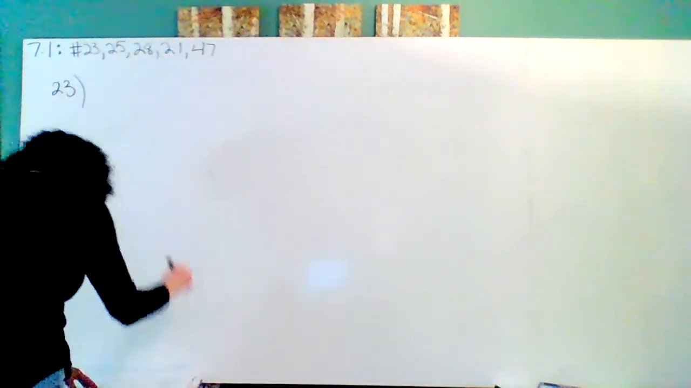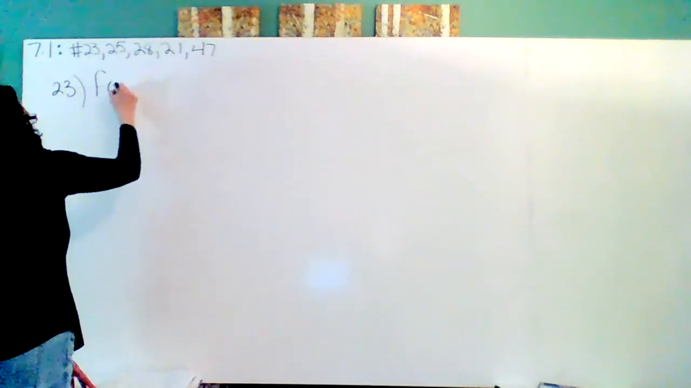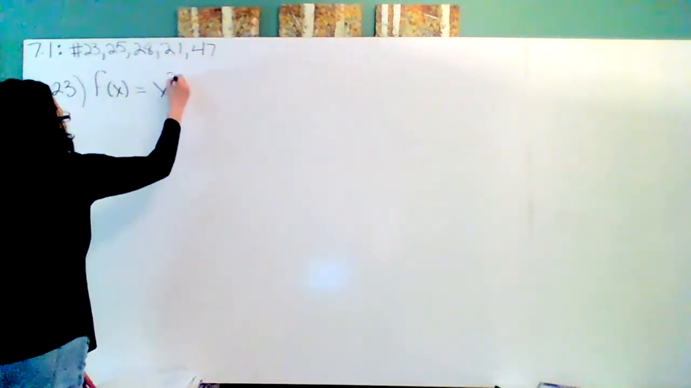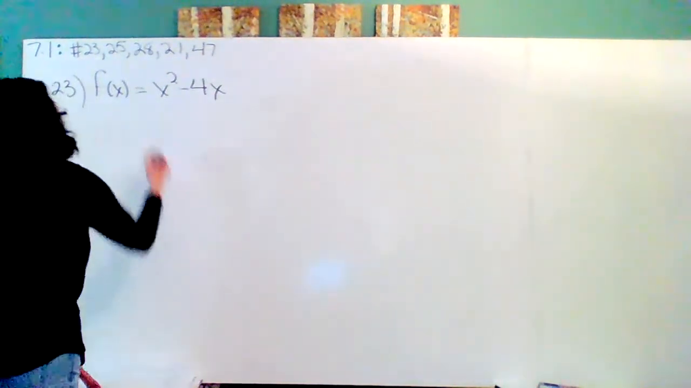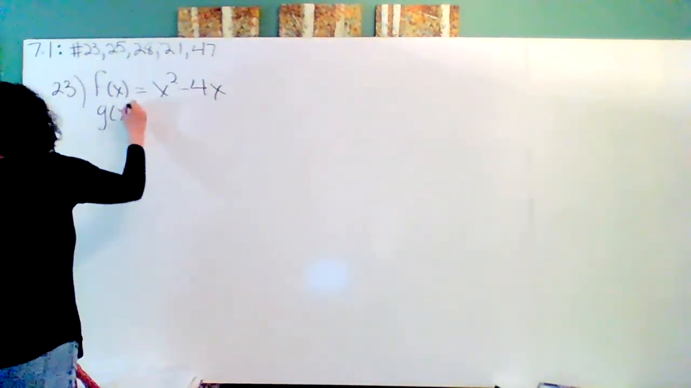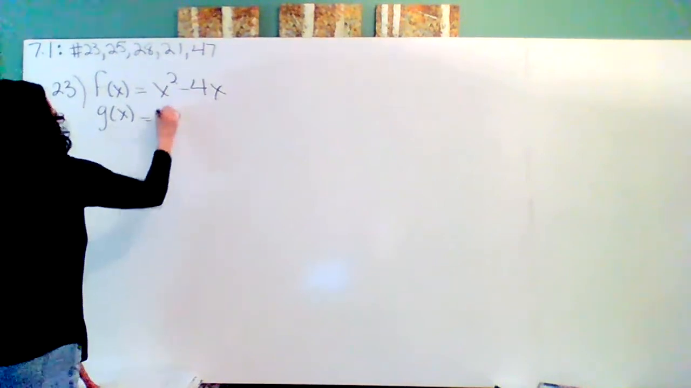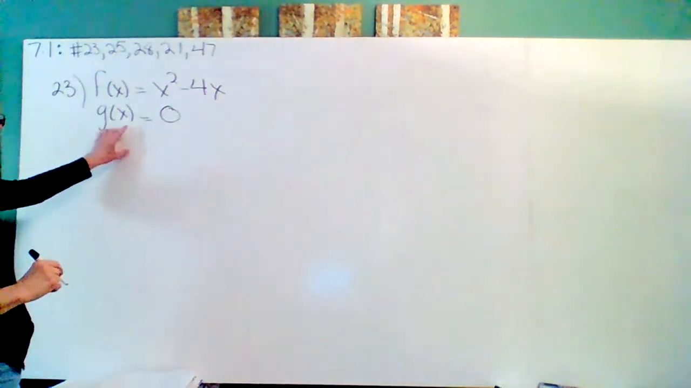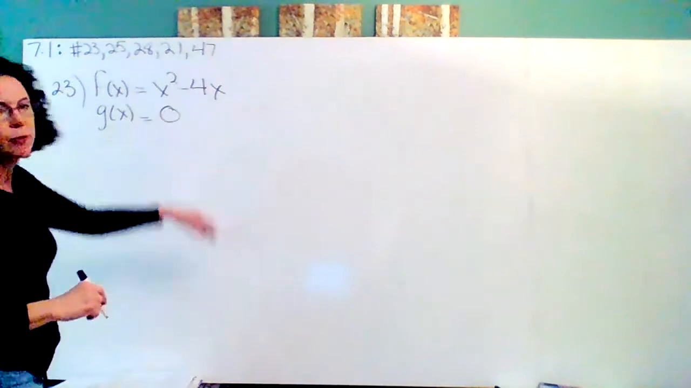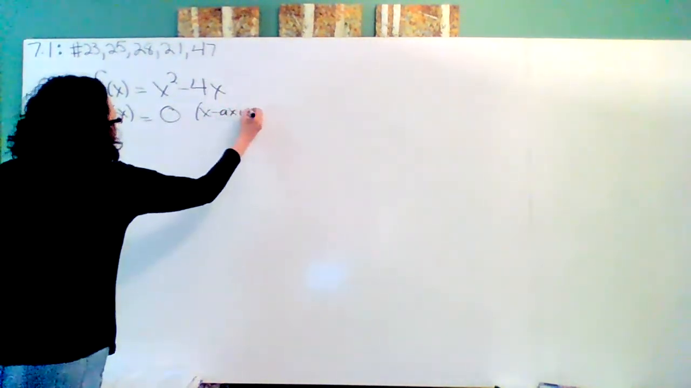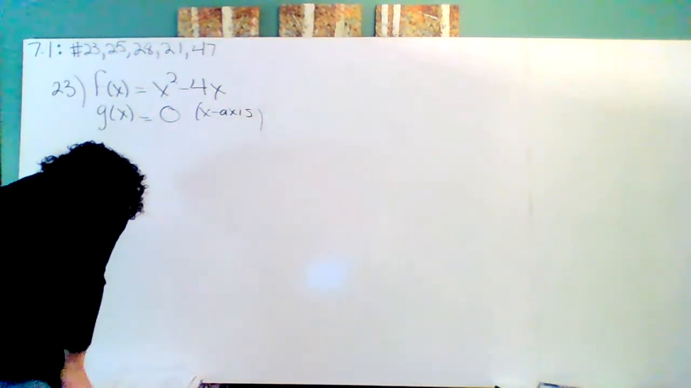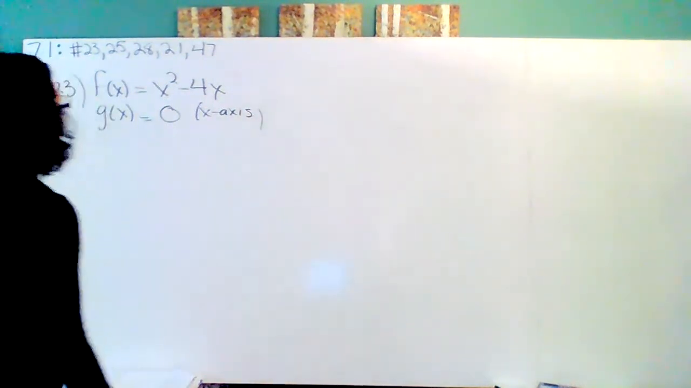They give you the function f of x equals x squared minus 4x, and g of x equals 0. That is, when you input an x, it outputs a y; y equals 0 is the x-axis. And they're looking for us to sketch the region and find the area.